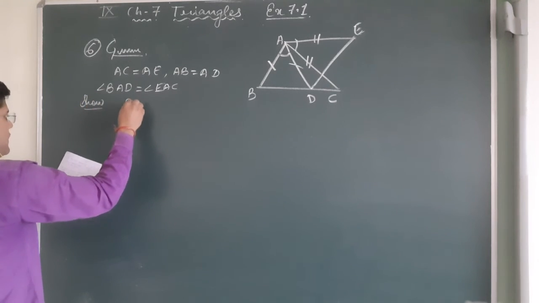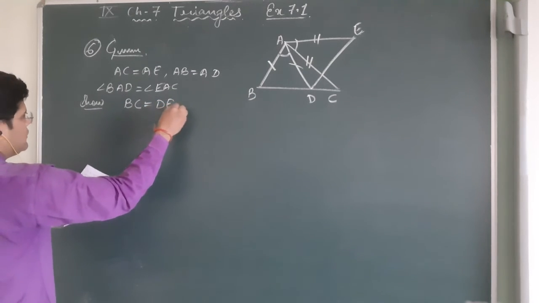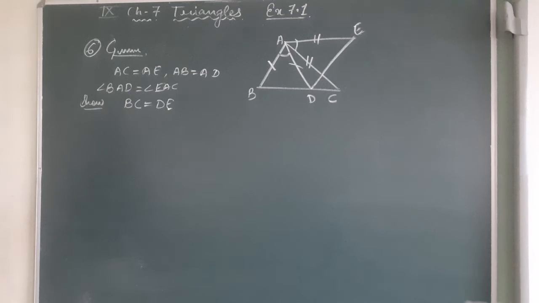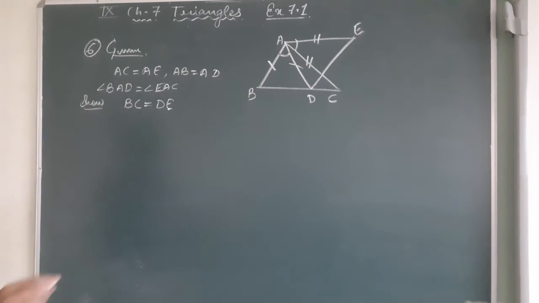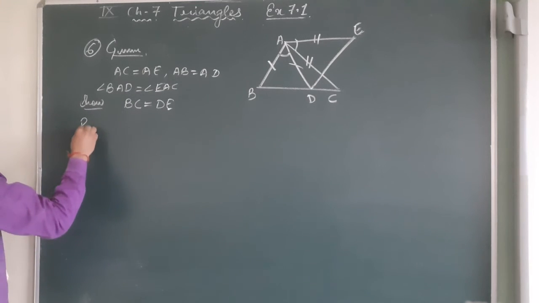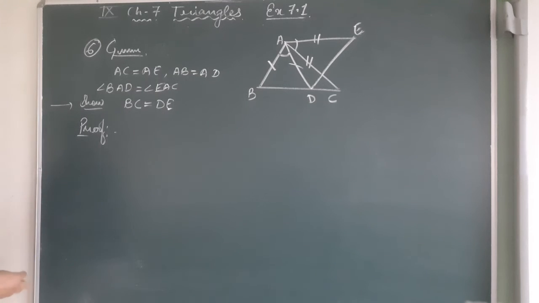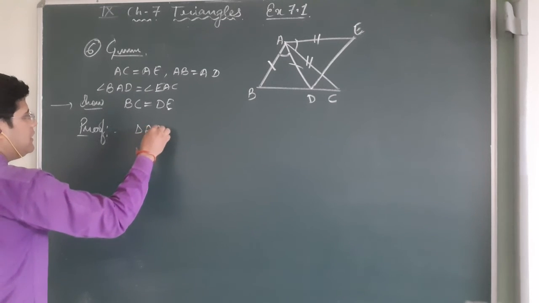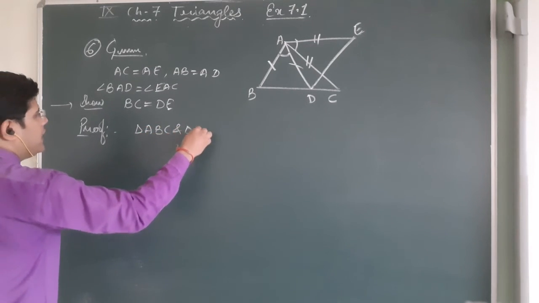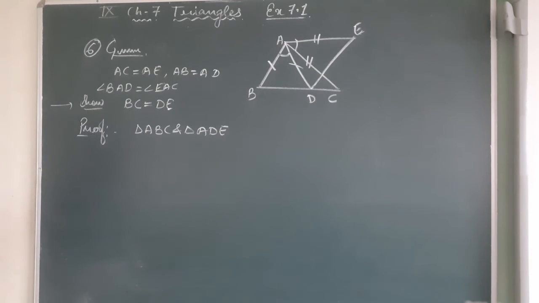Here the question does not give directly what you have to show. He asked you about the BC and DE part: BC equal to DE. So in which triangles will BC and DE come? That part will come in triangle ABC and triangle ADE. Now in triangle ABC and ADE.